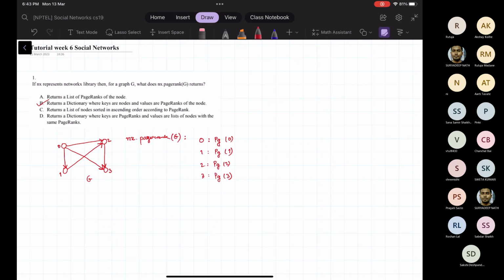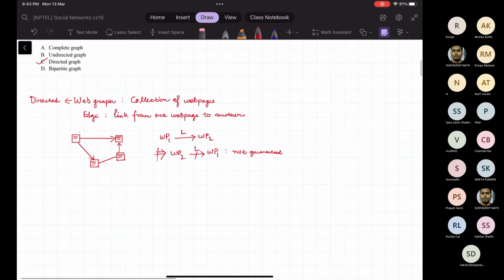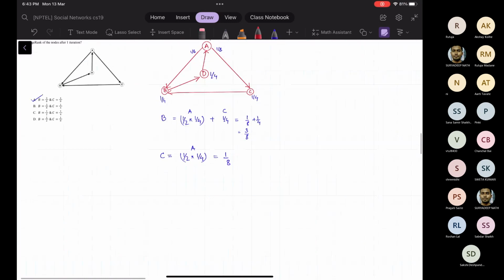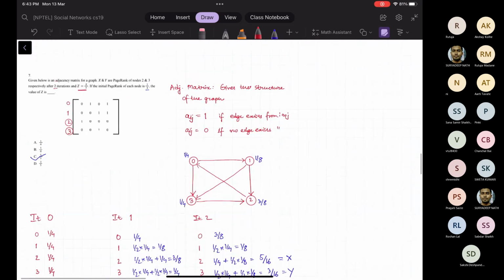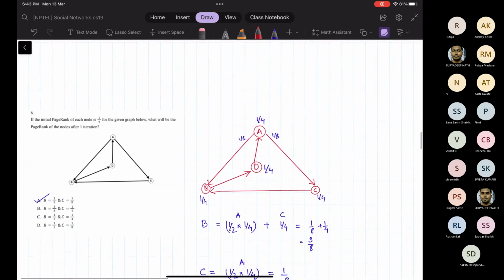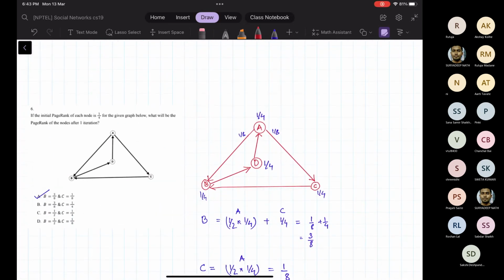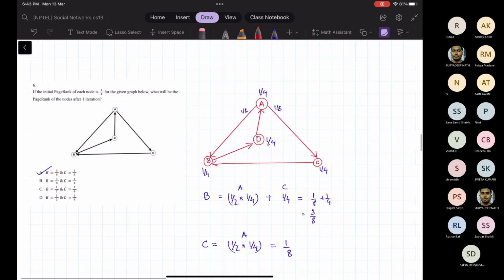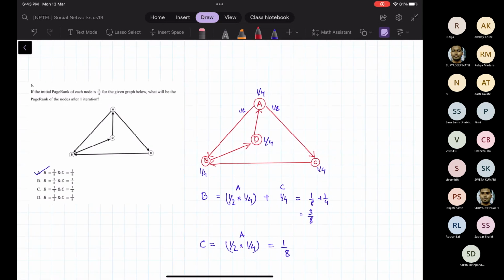Okay, so someone is asking how to calculate the iterations. Can you explain again? I think you are referring to question 7 or question 6. Which one? Can you just type which question you are referring to? Okay, question 6. In question 6, it is said that the initial page rank of each of the nodes is 1/4. So what would be the page rank after one iteration?